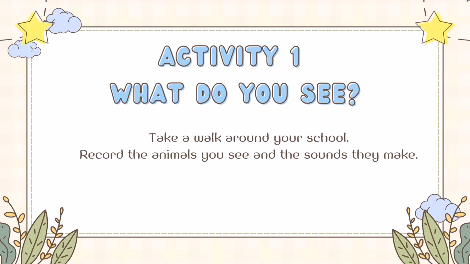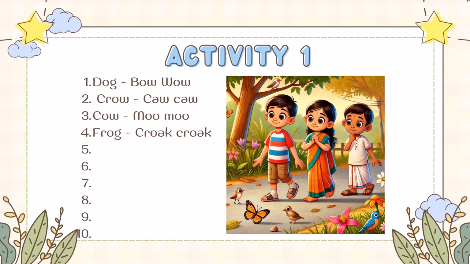Activity 1. What do you see? Take a walk around your school and record the animals you see and the sounds they make. Here is a sample answer. Dog, bow wow. Crow, caw caw. Cow, moo moo. Frog, croak croak.